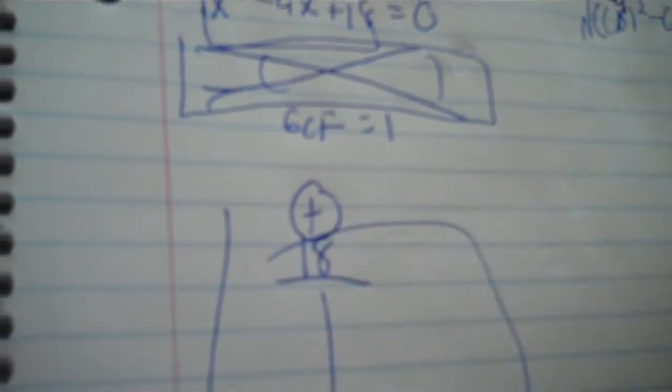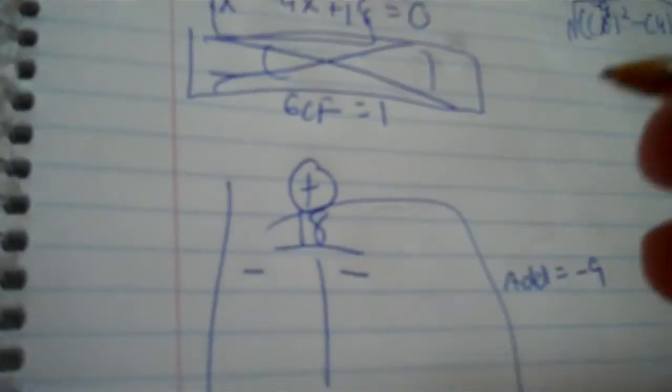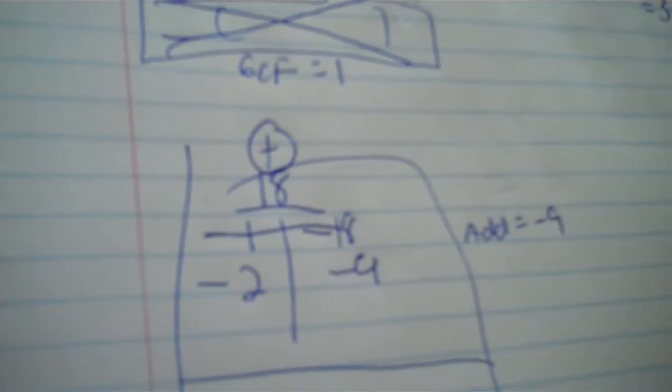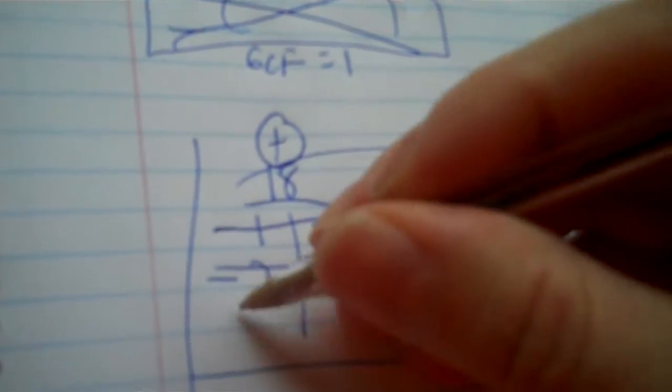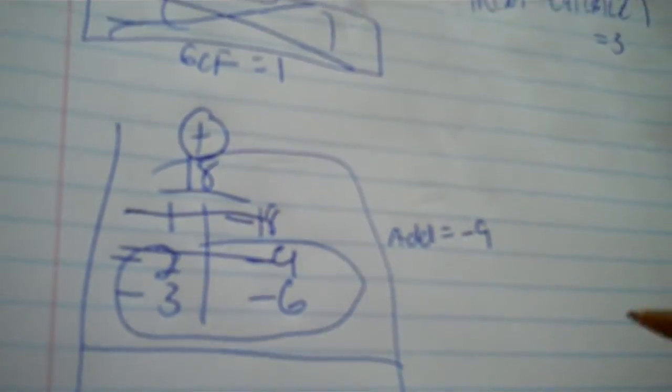So if it's positive, the signs have to match. So I put negative, negative, and I'm trying to add to get to negative 9. So 18 divided by 1 is 18. That doesn't add to negative 9. 18 divided by 2 is 9. No, that's negative 11. 18 divided by 3 is 6. So there you go. Okay, that adds up to negative 9.